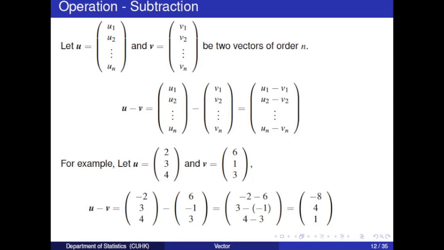We are going to find the subtraction of 2 vectors. Let u and v be 2 vectors of order n. Please note that the order of the vectors must be the same. The subtraction of v from u is equal to a new vector, where its elements are the subtraction of corresponding elements of u and v. Here is an example.